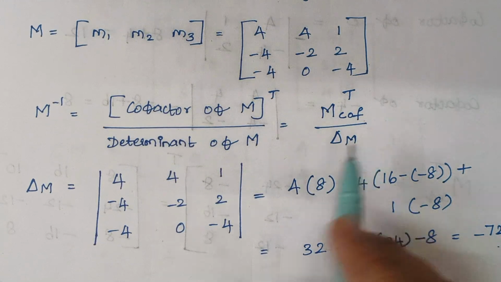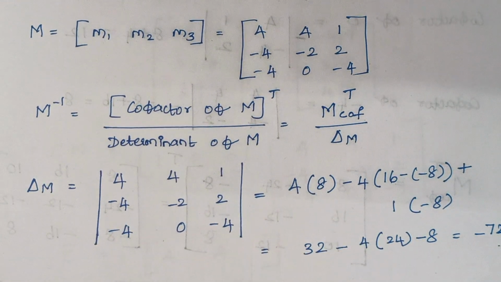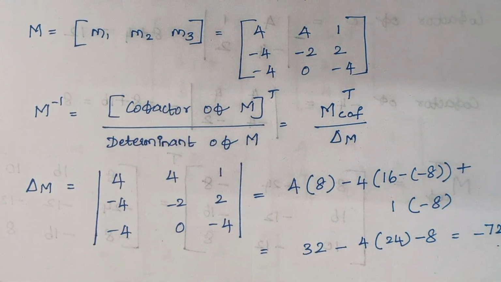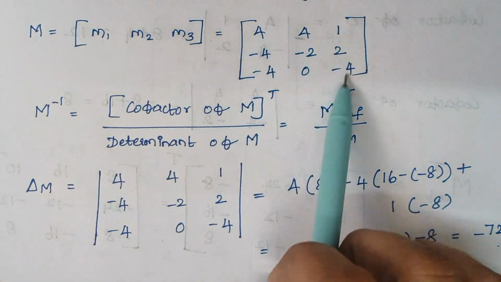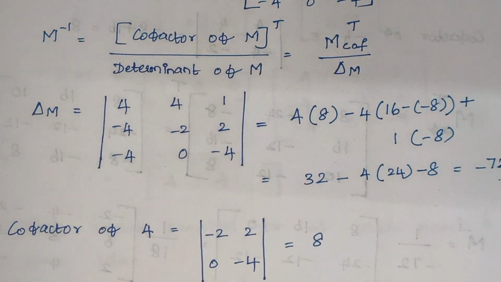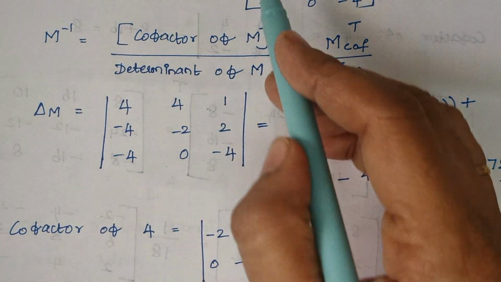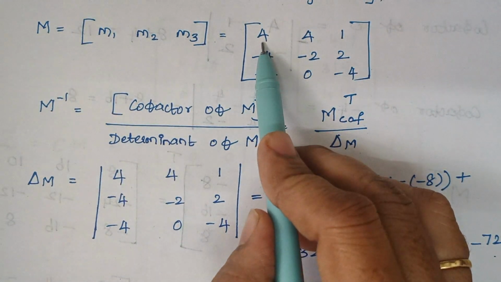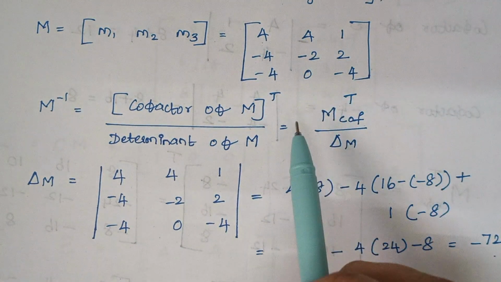Del M is the determinant, which we have calculated, and the next thing is we have to find the cofactor for each and every term, right? Here we have 9 terms in total, so we have to calculate 9 cofactors accordingly. So here you see the cofactor of 4. I have taken this first element. So when I take the cofactor, what are all the values?